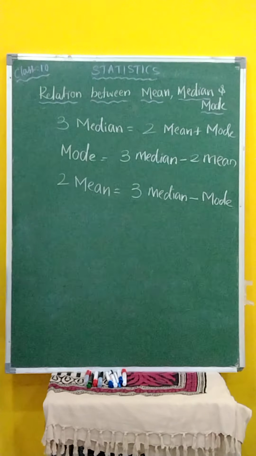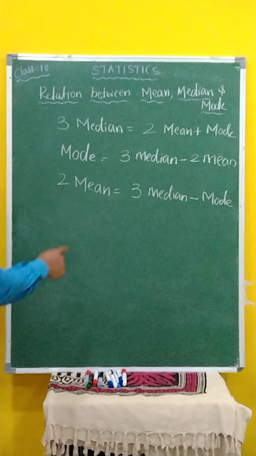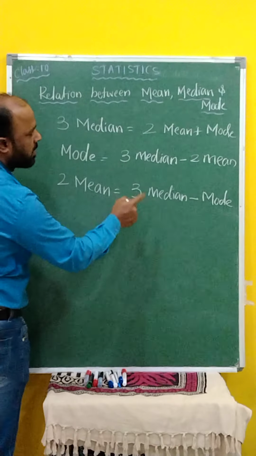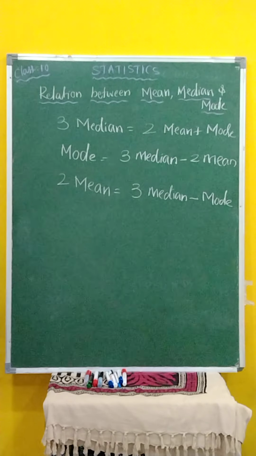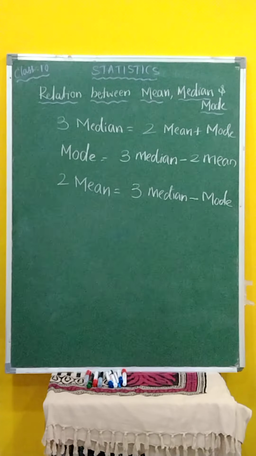For the mean formula we have to use the direct method, otherwise you can go with the second method, that is the step deviation method. Clear children? This is the relation between all three: mean, median, mode.